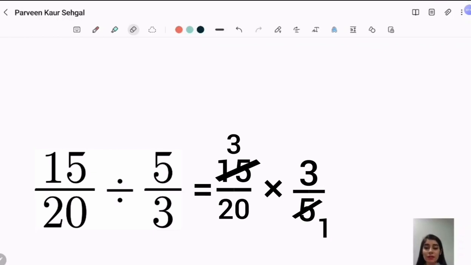As we can see further that we cannot do any other cancellation or simplification, so we will simply multiply the numerator with numerator and the denominator with denominator. That is 3 times 3, which is equal to 9, and 20 times 1 is equal to 20.